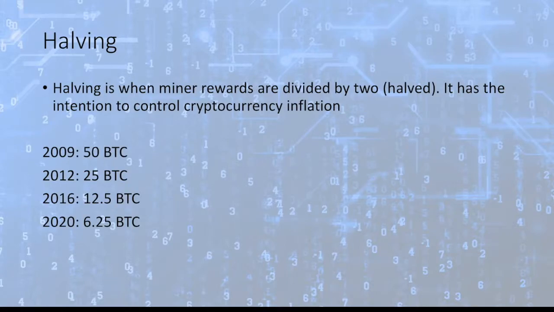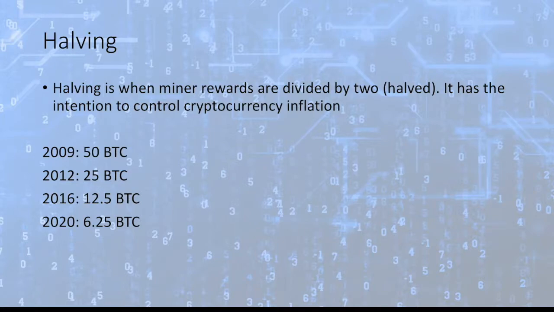Then next vocabulary, halving. This is not so common out there just because it's not a frequent event. But what halving means is when miners' rewards are divided by 2, or halved, and it is intended to control cryptocurrency inflation and make it more difficult to create new cryptocurrencies. So, for example, when Bitcoin was created in 2009, every miner that mined a block for Bitcoin, and by mining a block, I'm saying they verified that block, put the transactions in and added it to the blockchain, would get 50 Bitcoins.